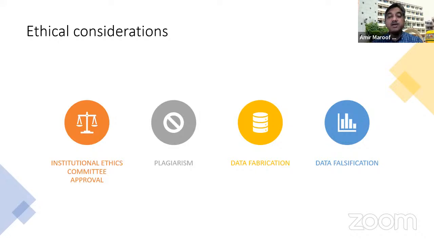Data fabrication, data falsification also. These are unethical, unprofessional, unscientific things, and even at times there are punishments for certain things. And nowadays also, every now and then we find many tall figures in science and in various other domains who fall later on in their careers because of plagiarism, data fabrication, data falsification charges.